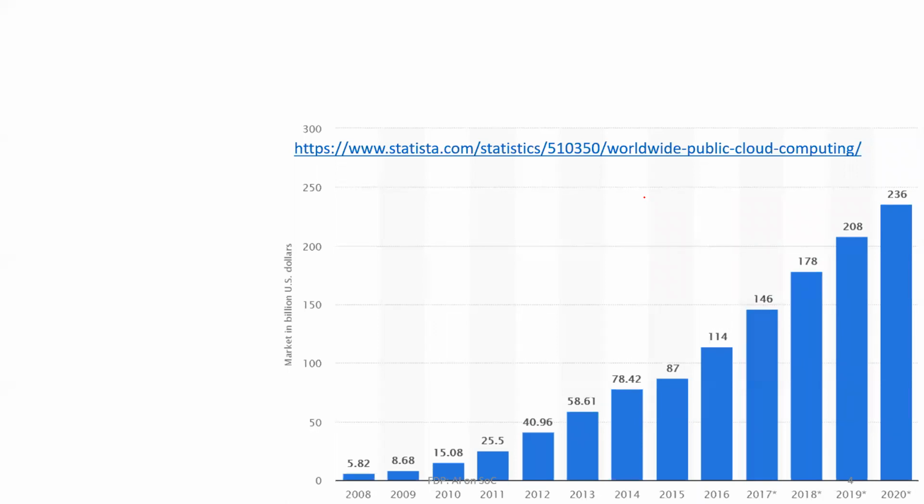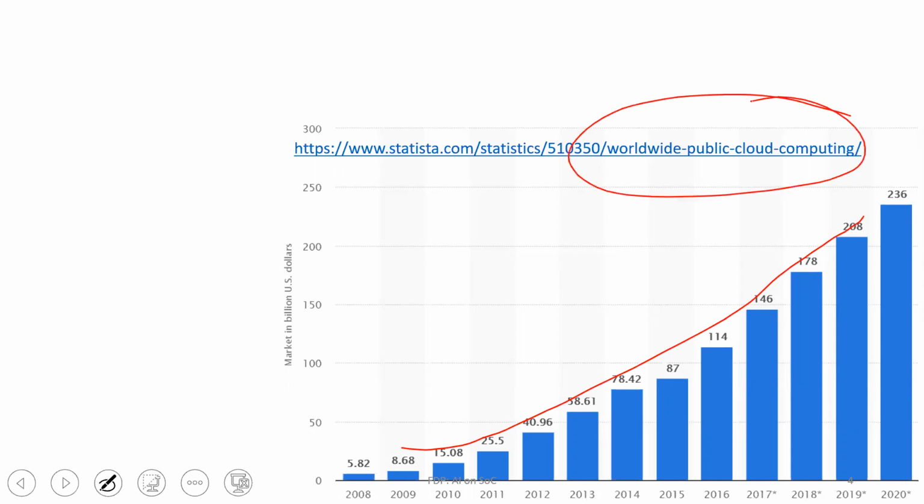Any guess? Cloud computing revenue. Okay. So what are you learning from what is happening? The cloud computing industry is increasing exponentially. Okay. You can see that this link indicates it's something related to cloud computing. Here you can see the market in billion US dollars. So you can see that there is a significant jump in cloud computing.